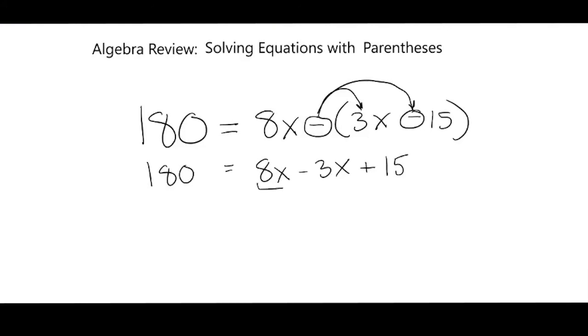All right, now I can simplify. I can combine these like terms. So 8x minus 3x is 5x. I'm left with 180 on the left. So I have 5x plus 15.